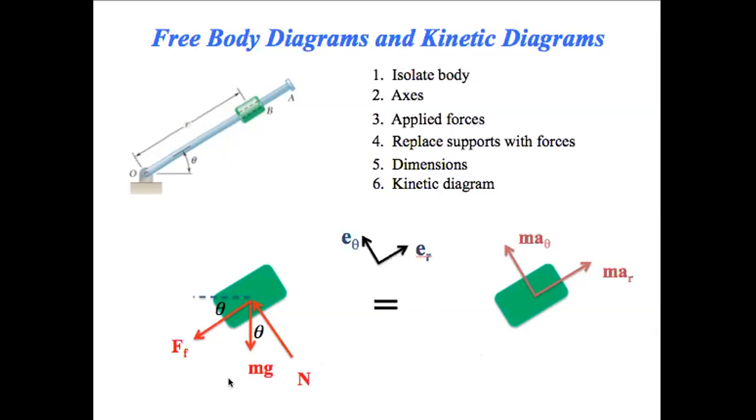For the free body diagram, Ff is the friction force between the rod and collar B, opposite the direction of motion of collar B. mg is the weight of collar B. Again, the weight force is in the negative y direction as always. And N is a normal force, always perpendicular to the surface.